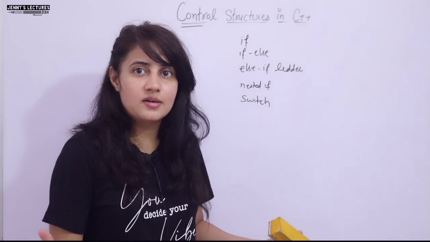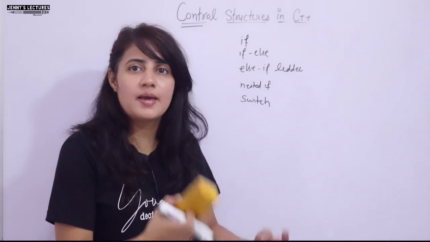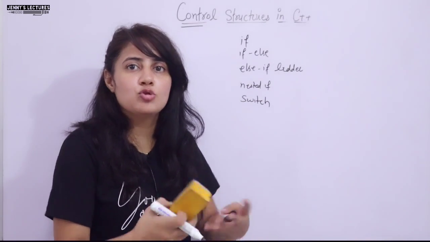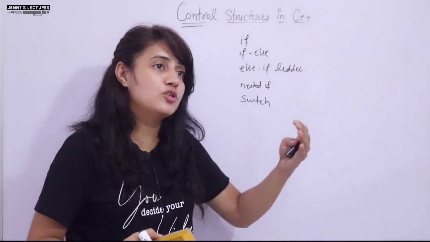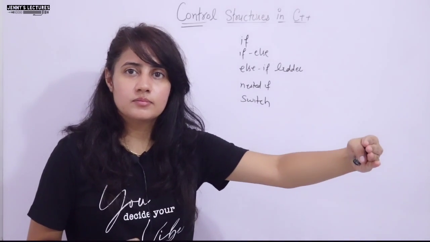And that is the exact condition. So iterative means repeating the same steps again and again, based on some condition, right? Like suppose you want to print values from 1 to 10, right?